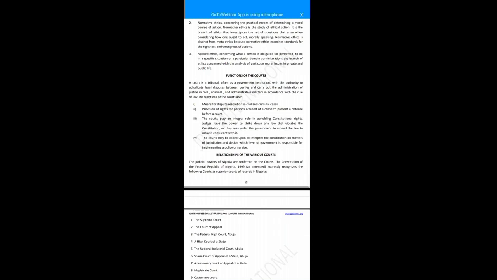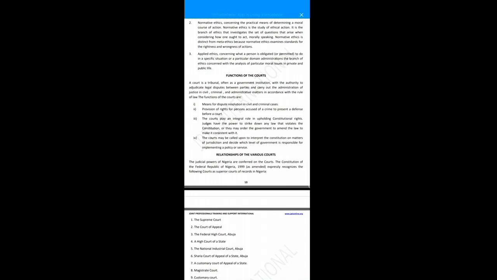These are the four functions of the court. The court is there to settle disputes in civil and criminal cases. The court is there to provide a person accused of a crime the right to present a defense before a court. Even if the person is guilty, the person has a right to present a lawyer to defend his case. The courts also play an integral role in upholding constitutional rights. That is, the judges have the power to strike down any law that violates the Constitution. So all these are the functions of the court.